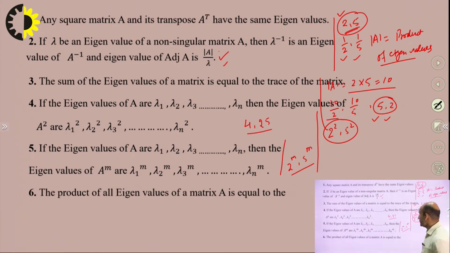And I have discussed this property already. The product of all eigenvalues of a matrix equals the determinant of A. I have used this in the second point actually. The product of eigenvalues of a matrix equals the determinant of A. So this is a very important property, and we can find the eigenvalues of a matrix in relation with some expression given to us. Then we can find the eigenvalues of these expressions very easily.